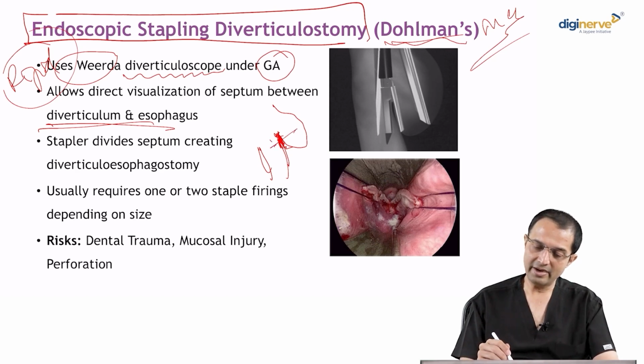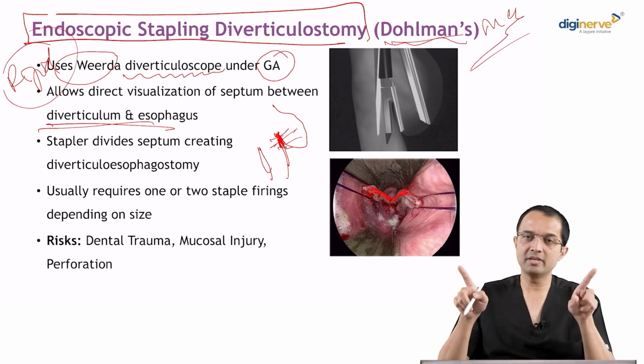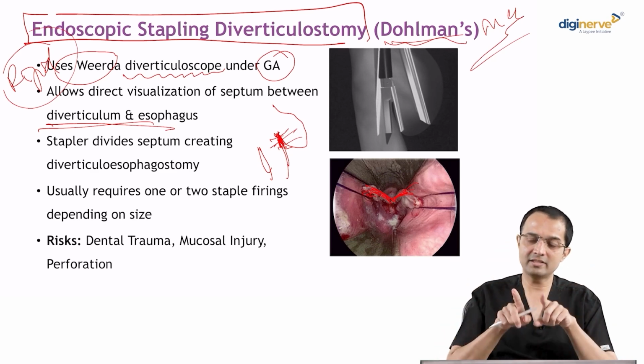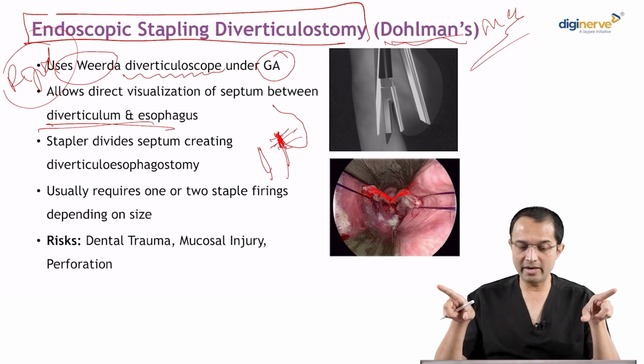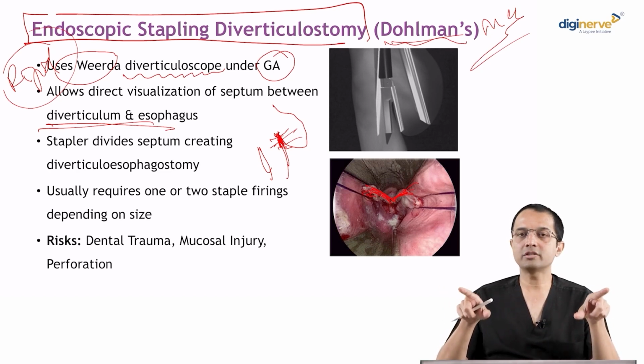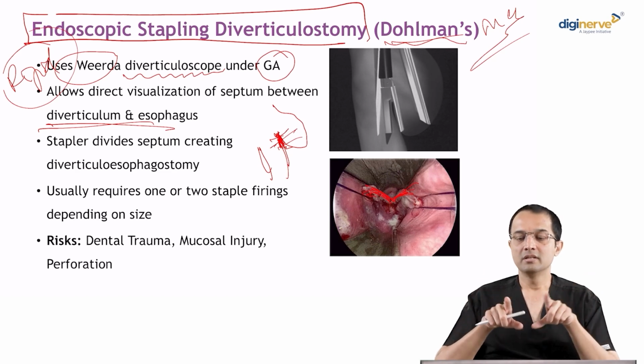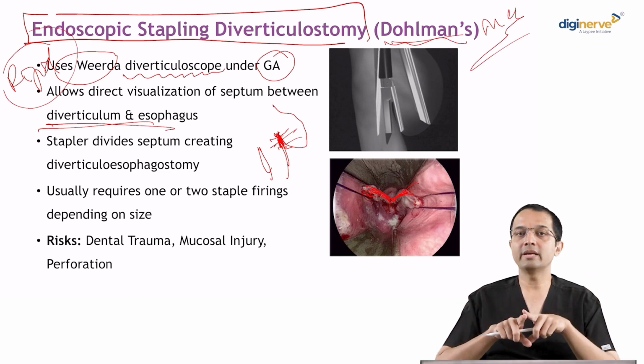And divide this septum. You can appreciate the staple has been fired and the septum has been cut. You can see that V-shaped division. After you fire the stapler, the septum gets divided. It is called endoscopic stapling diverticulostomy. Here you are just cutting the septum. You are not doing anything to the diverticulum, so that's why it is diverticulostomy.